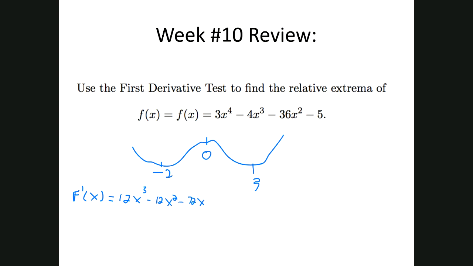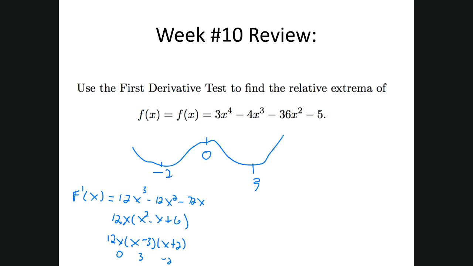So in this problem, I've got 12x to the third minus 12x squared minus 72x. Now, I'm looking at this and it looks like I can factor out a 12x, which is going to make it really easy. If I factor out a 12x, I'm left with x squared minus x minus 6. Is that right? So now I'm going to factor this down to 12x, x minus 3, x plus 2. So I have intervals of 0, 3, and -2.